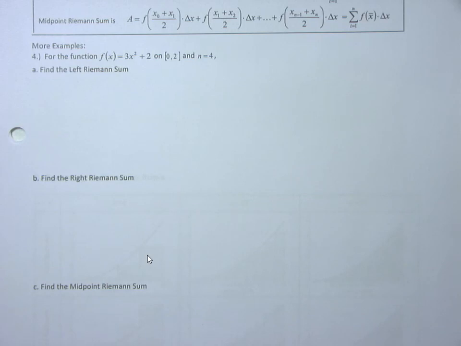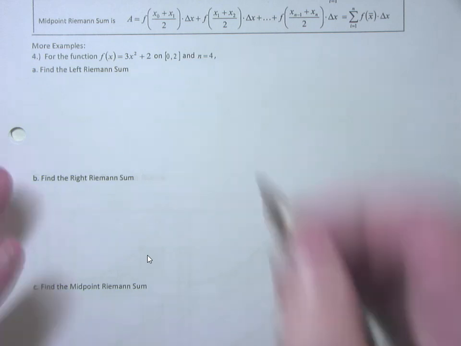We want to, quote, find the left, right, and midpoint Riemann sums of this function, f of x equals 3x squared plus 2, on the interval between 0 and 2 with n equals 4. So we're only doing four partitions because we're going after the pattern here. So here we go.